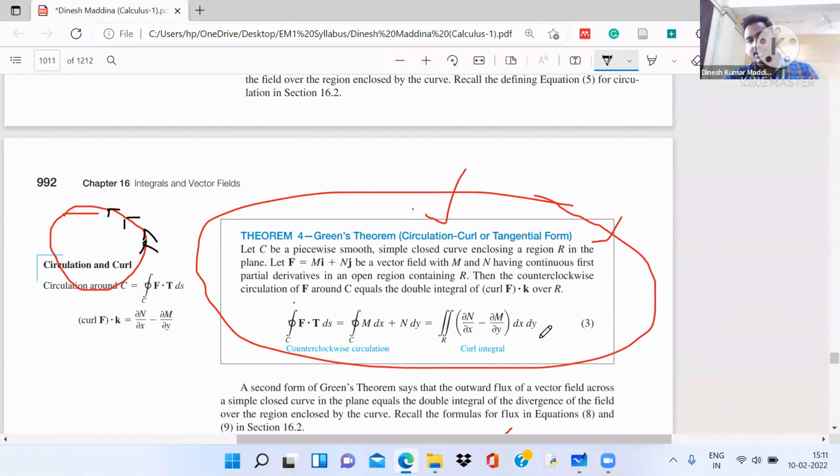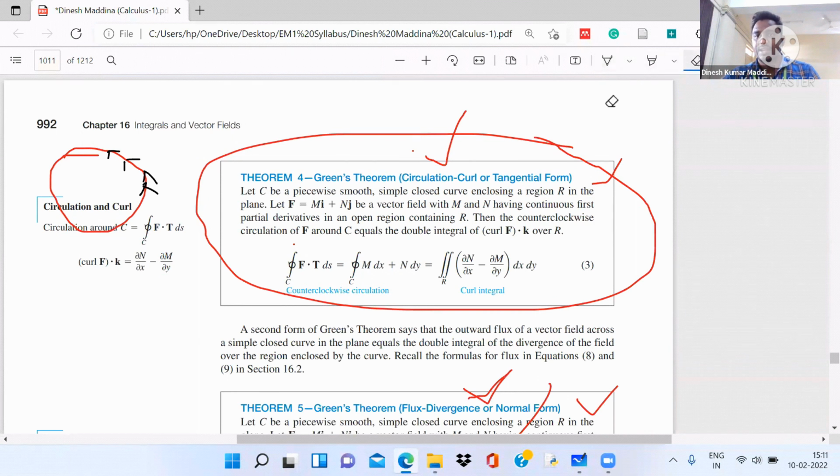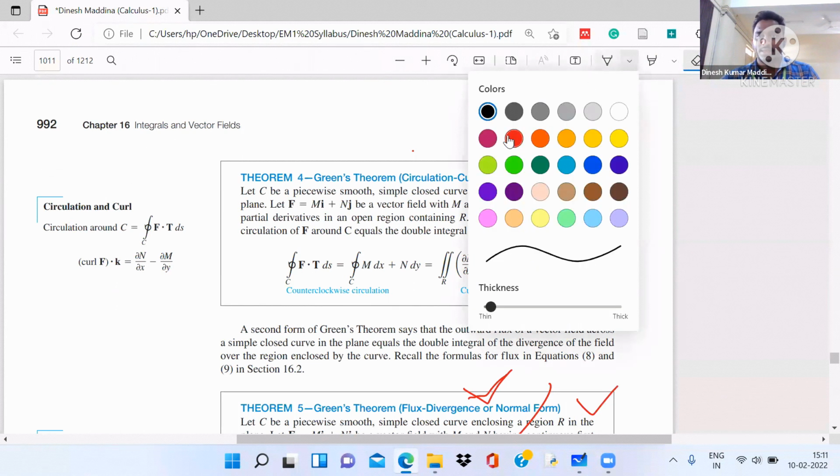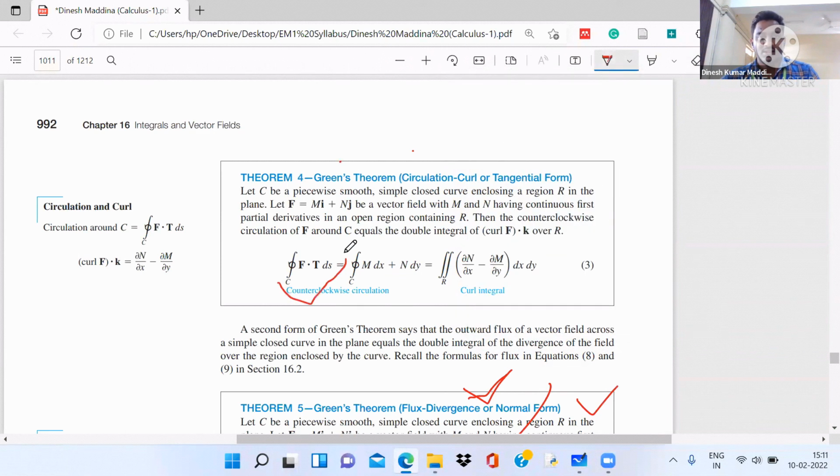Actually, Green's theorem is useful to convert a line integral into a double integral, that means a surface integral. At least you get one idea about this formula. This is the line integral. We know it is a vector in the form where the i coefficient is M and the j coefficient is N. Here we are converting a single integral into a double integral, that means line to surface. Okay, now I think we get one idea about the formula.